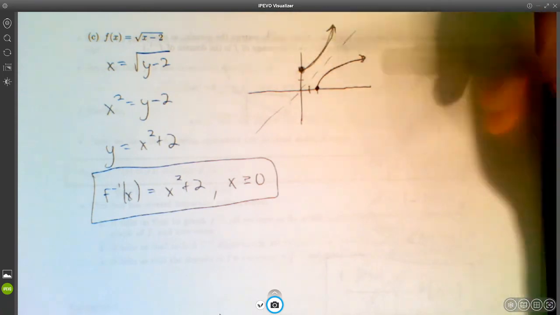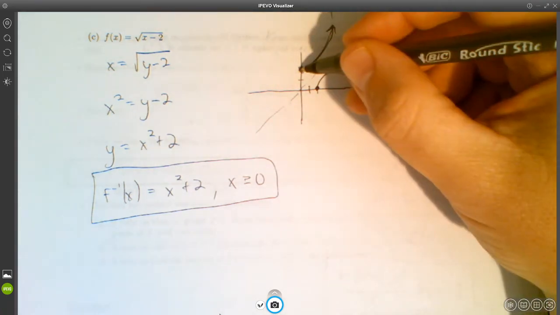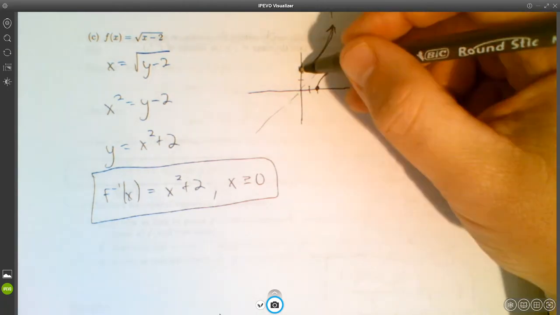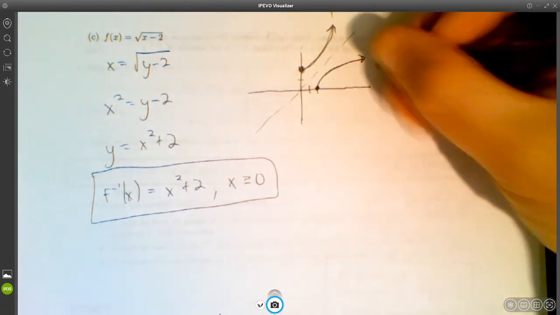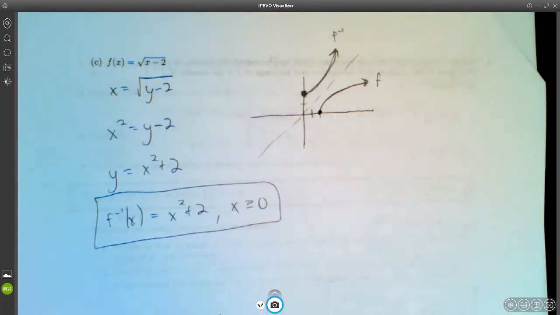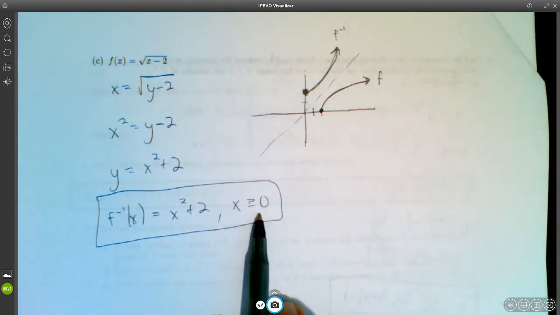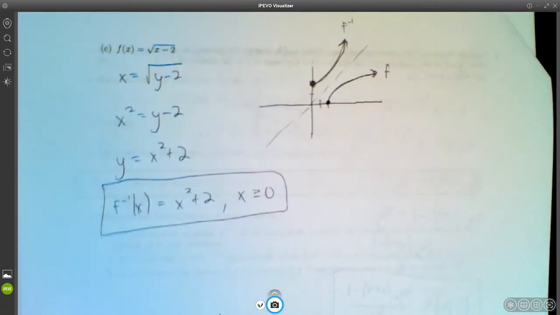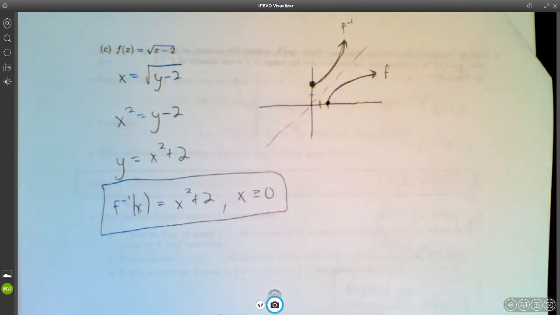So that tells you that your inverse function, f inverse, needs to be x squared plus 2, but only the right-hand side of it, not the left-hand side. Okay? And so that's why we make the restriction, right? We're only taking the right half of the parabola, not the whole thing, as our inverse.